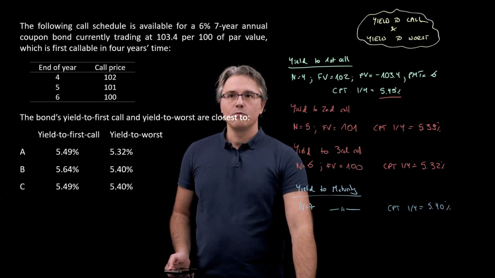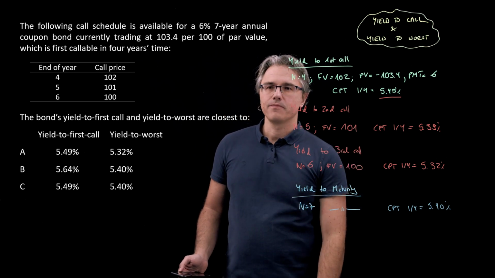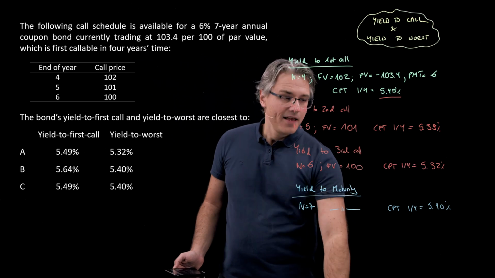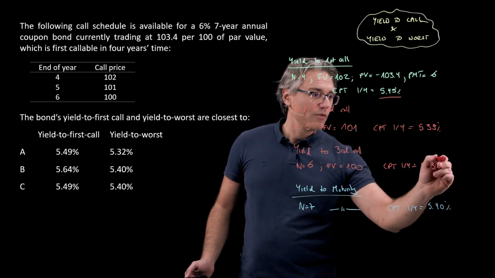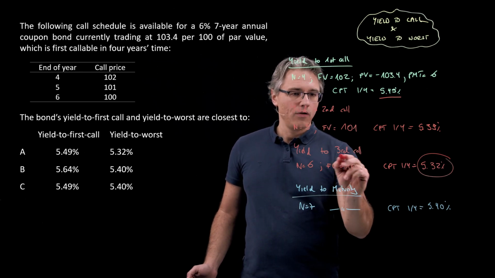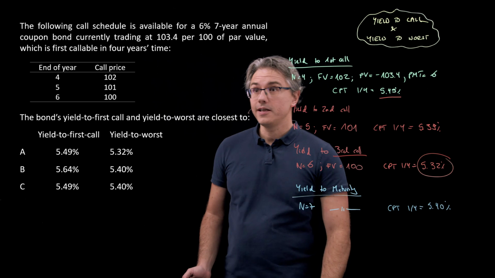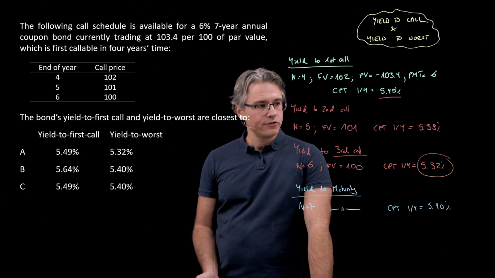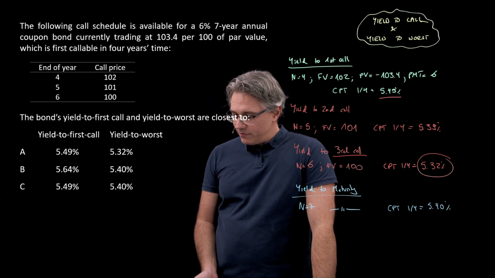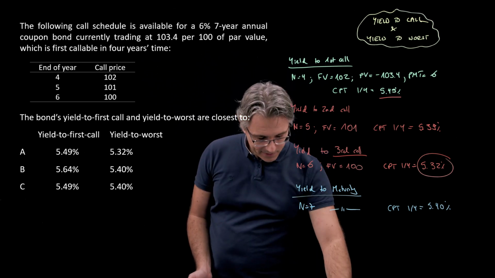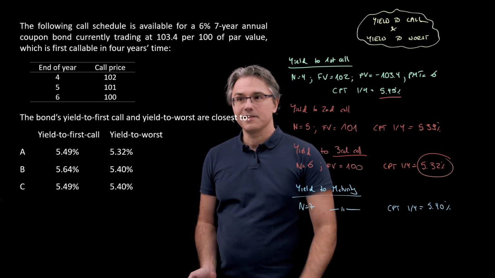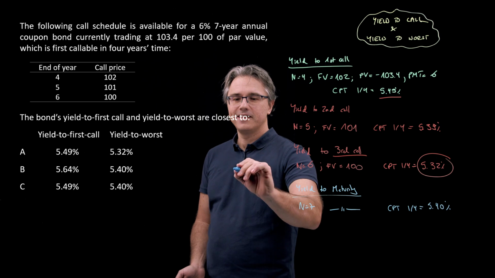Right, so we know the yield to first call, and we can now pick the lowest of these yields, and the lowest yield is the one associated with the bond being called on its third call date at a price of 100. So this is the yield to worst. And if I look at the possible answers to this question, this combination is shown in answer A.